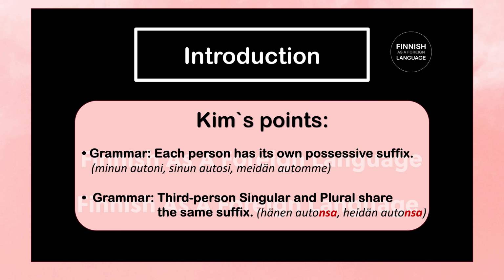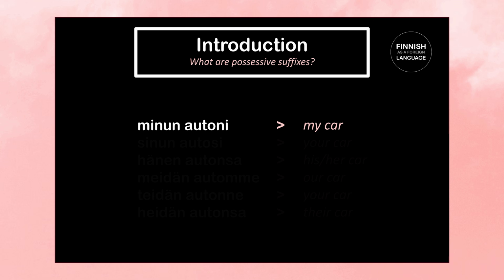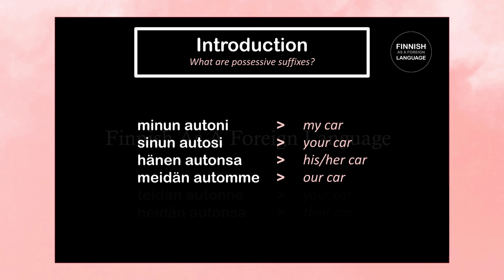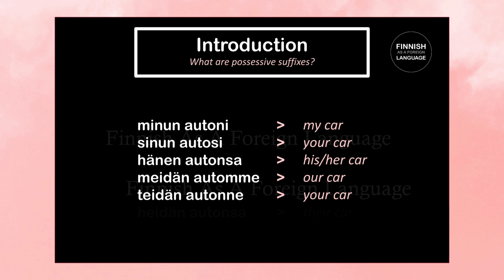Now, for better understanding, let's take a look at one example. My car in Finnish is minun autoni. Your car is sinun autosi. His or her car is hänen autonsa. Our car is meidän automme. Your car, plural, is teidän autonne. And their car, third person plural, is heidän autonsa.